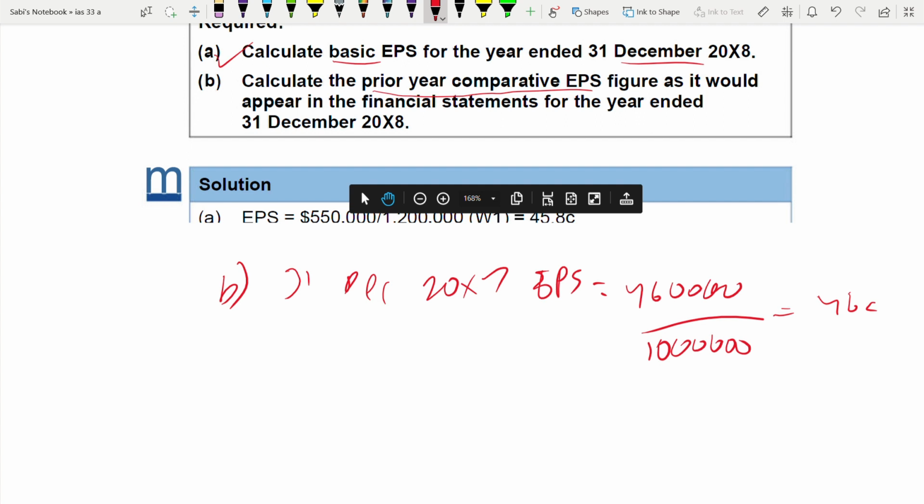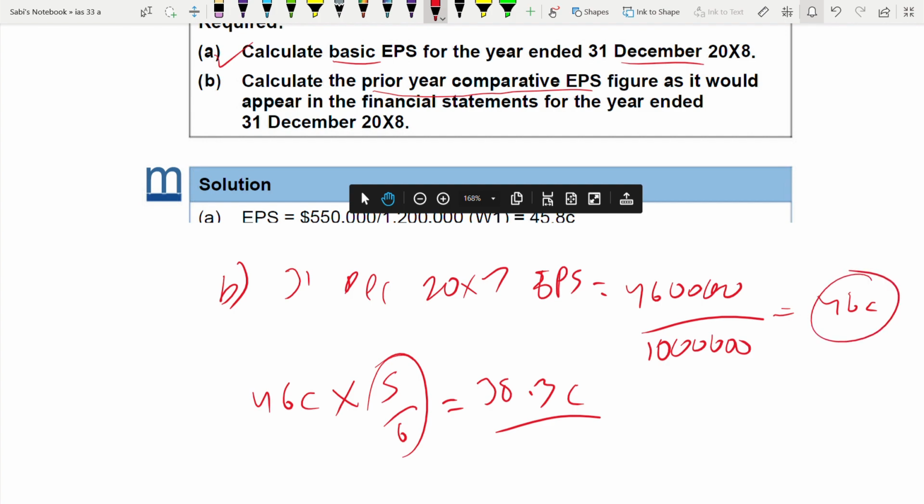Now, you have to multiply this with the inverse of the bonus fraction. You see? So you multiply this 46 cents by, what is the bonus fraction? 6 over 5. Inverse will be 5 over 6, which will be 38.3. Why do you do this? Why do you multiply it with the bonus fraction? So that you can compare. You can compare this with this.